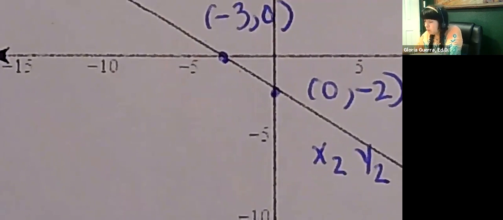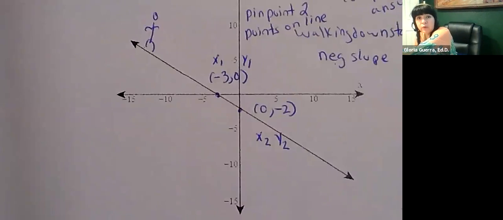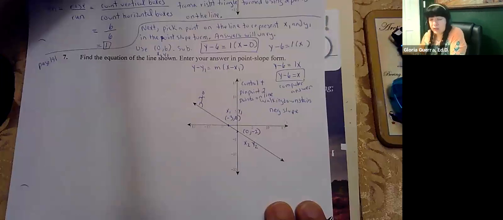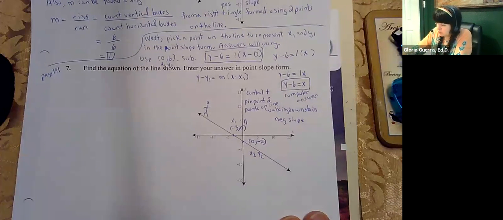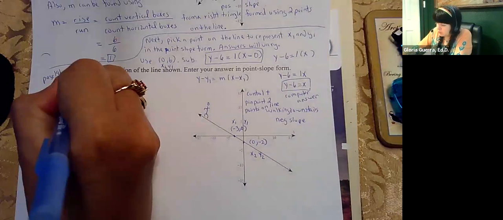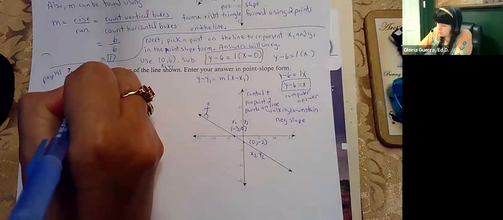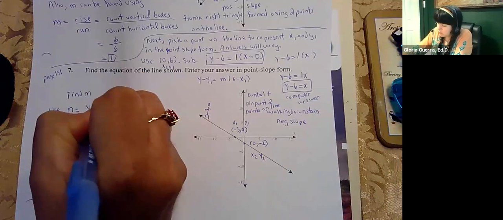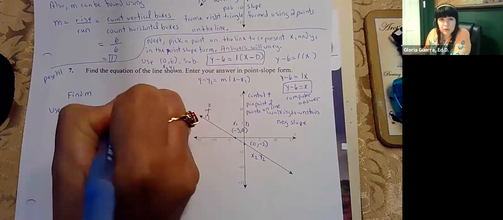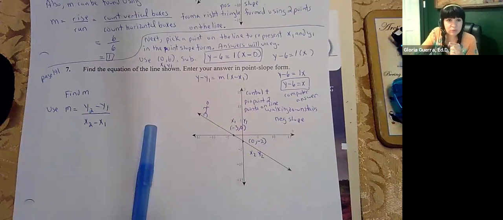Okay, so now I'm going to go back to the regular size and I'm going to find m. I'm going to use y2 minus y1 over x2 minus x1. Okay. All right. So go ahead and I'm going to give you a minute to substitute that into the formula. And let's see.